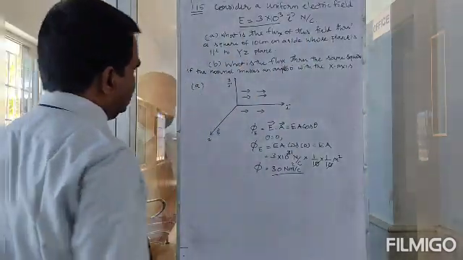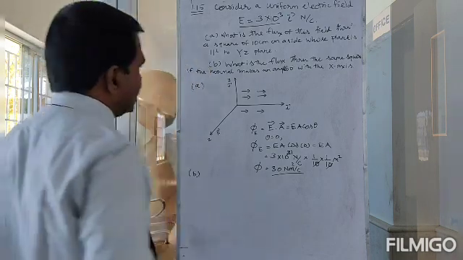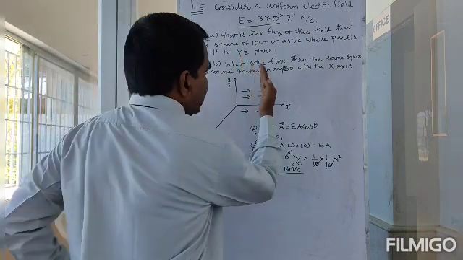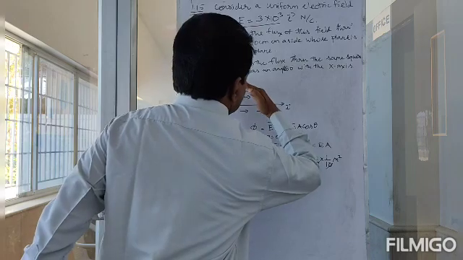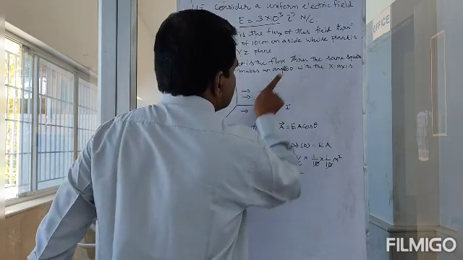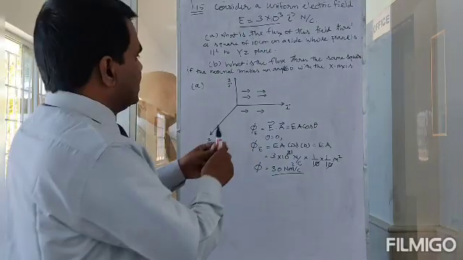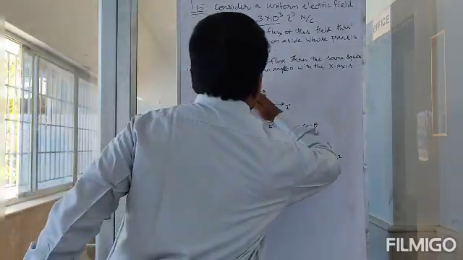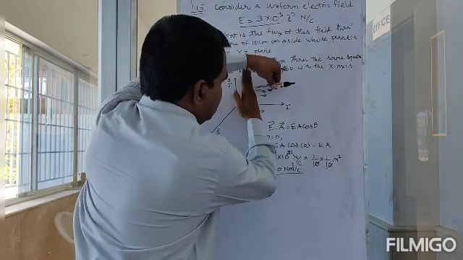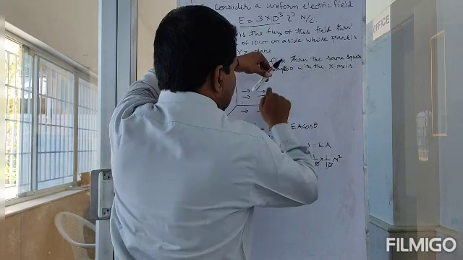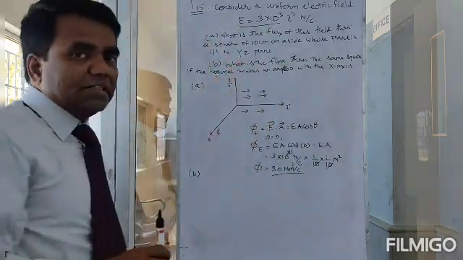That's your A part. And what's the B part? The B part is that the square, instead of being parallel to the YZ plane, is now tilted and makes an angle of 60 degrees. Right now, it's like this. When I tilt it 60 degrees, the angle between E and the normal is going to be 60 degrees.